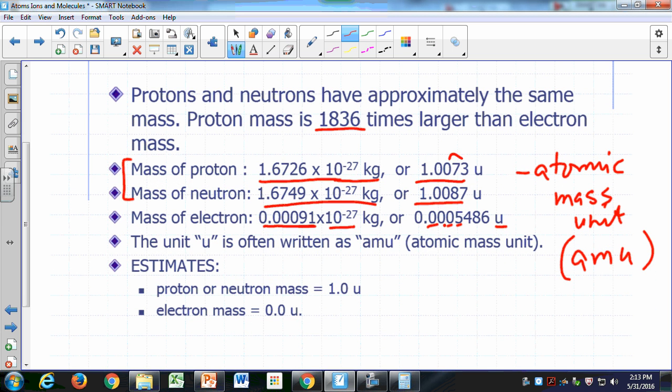You don't have to remember this 7.3 and this 8.7. You can just remember it to the nearest first decimal place, to a tenth of an atomic mass unit. A proton and a neutron would have a mass of 1 atomic mass unit, and the electron mass, if you round to the first decimal, is basically 0. In other words, electrons contribute hardly anything to the total mass of the atom.